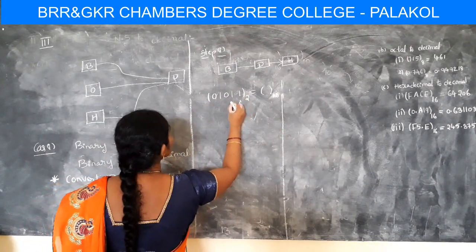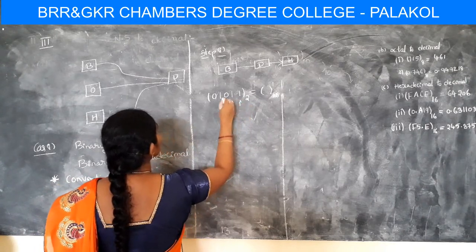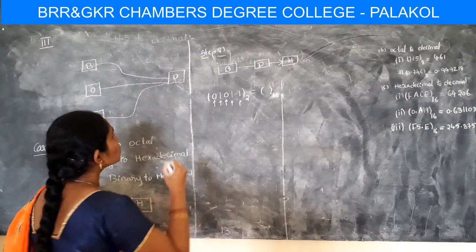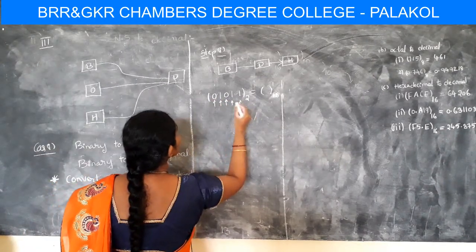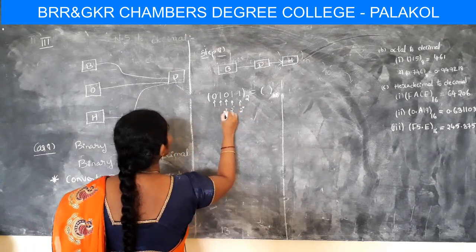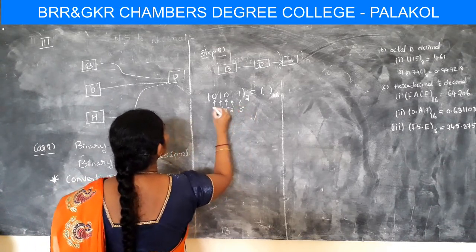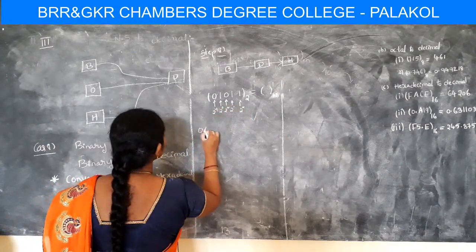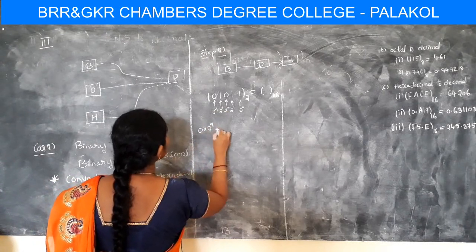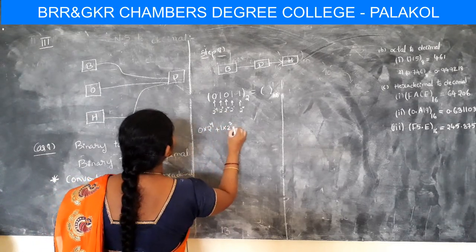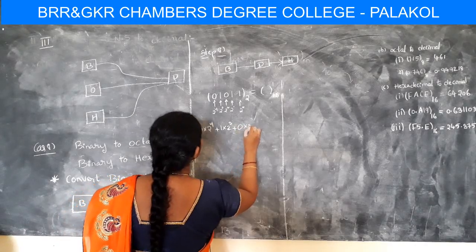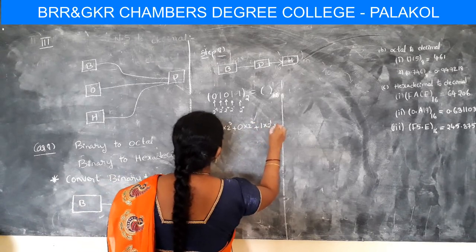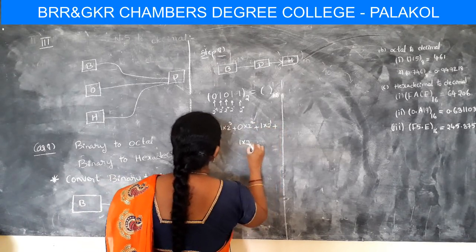Here this is 2 power 0, 2 power 1, 2 square, 2 cube and 2 power 4. So here this is 0 into 2 power 4 plus 1 into 2 cube plus 0 into 2 square plus 1 into 2 power 1 plus 1 into 2 power 0.